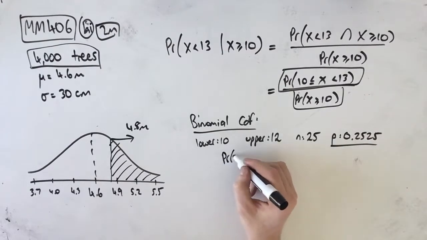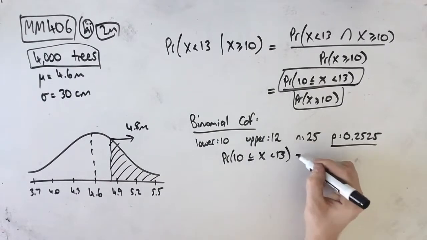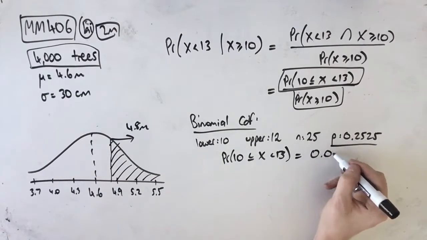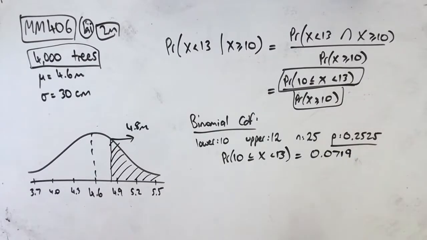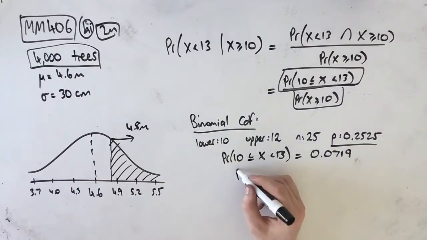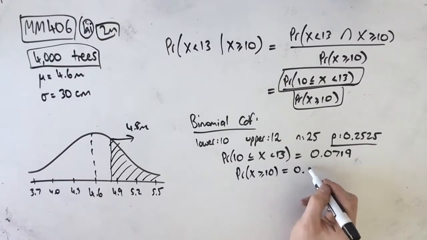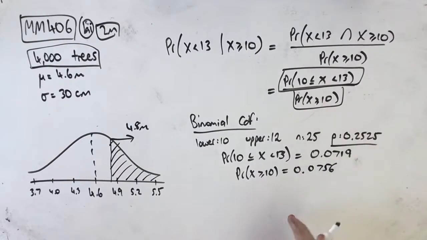Awesome. So plugging this into our CAS, we get between 10 and 12 is equal to 0.0719. Actually, sorry, we've already found that the probability that x is greater than or equal to 10 is equal to 0.0756. We found that in part BI.